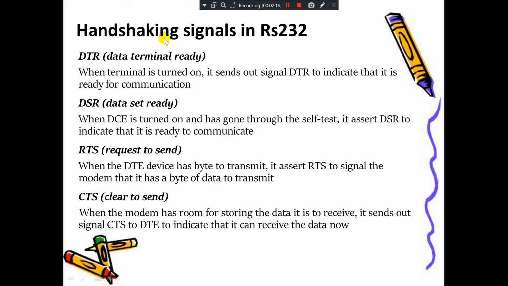Handshaking signals in RS232: DTR, data terminal ready. When the terminal is turned on, it sends out the signal DTR to indicate that it is ready for communication. DSR, data set ready. When it is turned on and has gone through the self test, it asserts DSR to indicate that it is ready for communication.